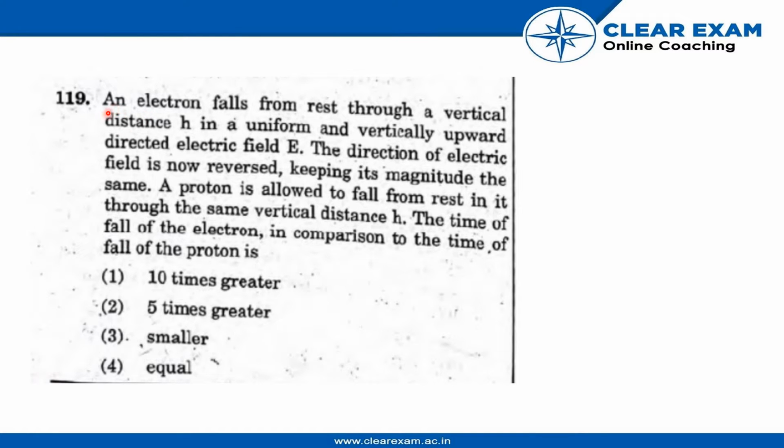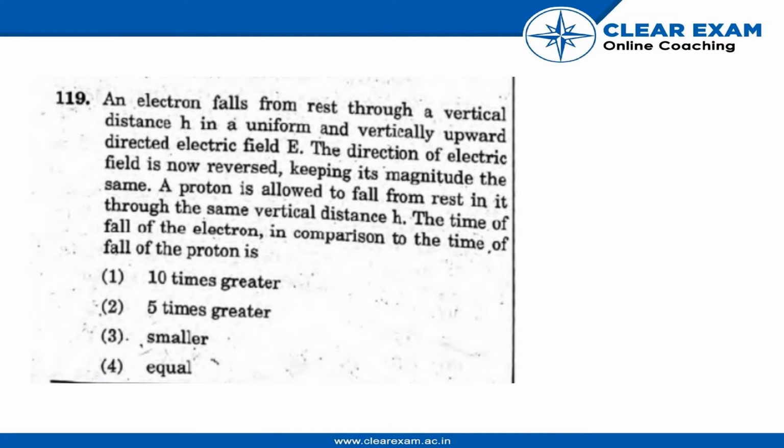So our question is, an electron falls from rest through a vertical distance h in a uniform and vertically upward directed electric field E. So the direction of electric field is now reversed, keeping its magnitude the same. A proton is allowed to fall from rest in it through the same vertical distance h. The time of fall of electron in comparison to time of fall of proton is.